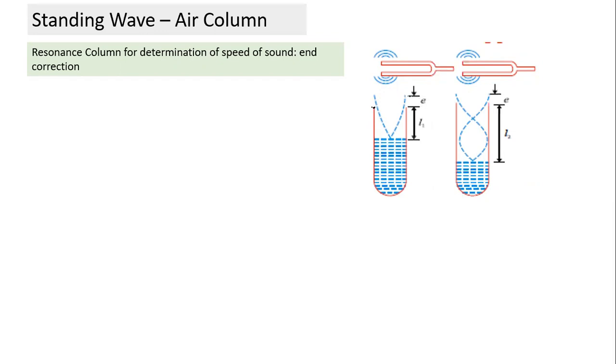When I'm recording L1, I'm recording the distance between antinode and node, but my reading in the instrument starts from here. The true reading should have started from here. So I have to make a correction. The true length should be the recorded length plus the correction. The true length between antinode and node is not L1, it is L1 plus E. Similarly, for the second reading, the true length is not only L2, which is measured from the top of the tube, it should be L2 plus E, E being the distance of the antinode from the open end.